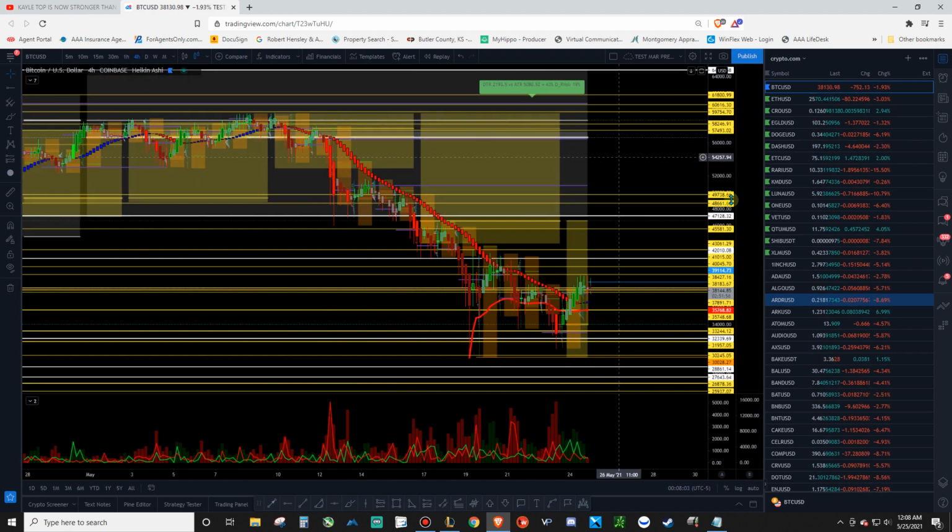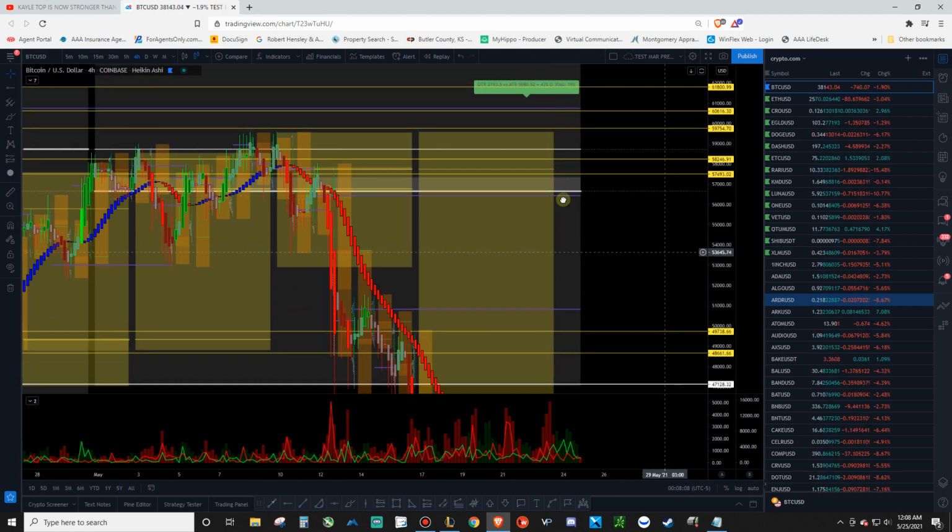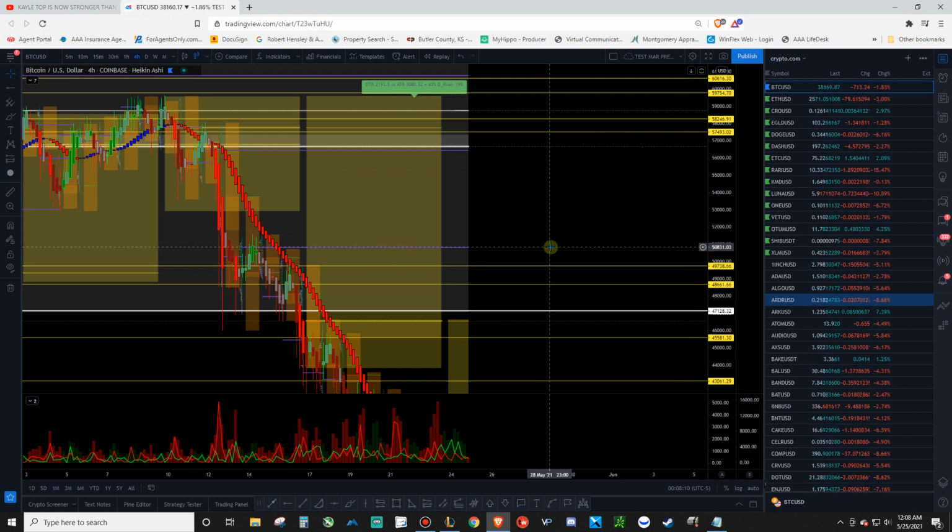You can see it. That point of control, this purple line on the 4 hour, has not been touched yet. Neither has this one here. So that's right where that breakout level is, right where that breakout we saw on the 1 hour.